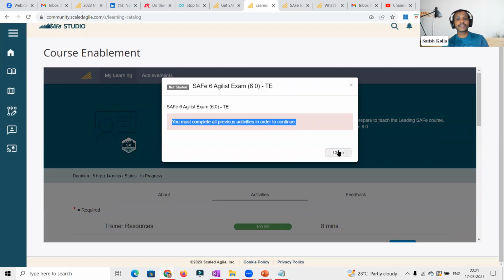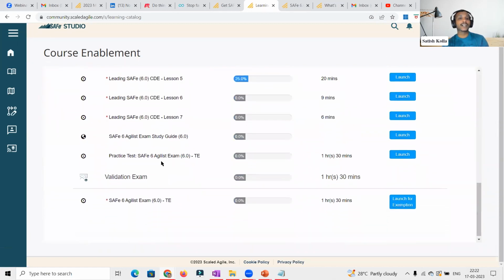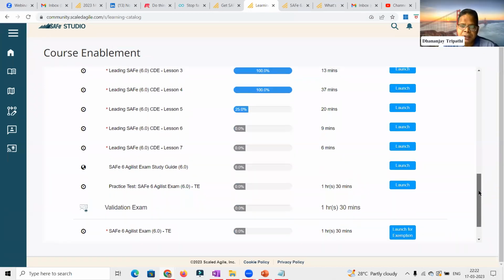You must complete all previous activities in order to continue. When I say all the previous steps, that includes the practice test as well. Almost similar steps for people who upgrade from 5 to 6 without giving this exam. So yes. If you are not an SPC but an individual with a Leading SAFe certification 5.0 and you want to upgrade, you have to go through some lessons and then you can upgrade it.